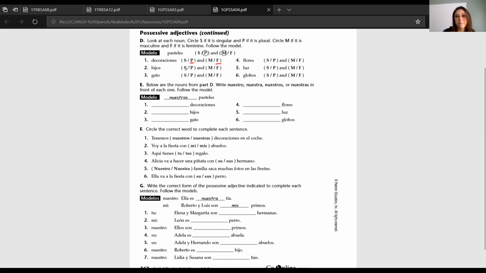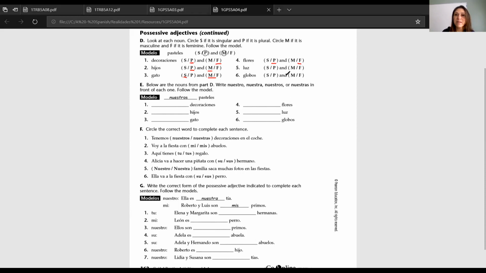Go ahead, next one. So be careful with that, guys. Hijos, plural, masculine. Gato. What is it? Gato, cat. Good. Singular, masculine. Flores. Plural, and it is actually feminine. Las flores.